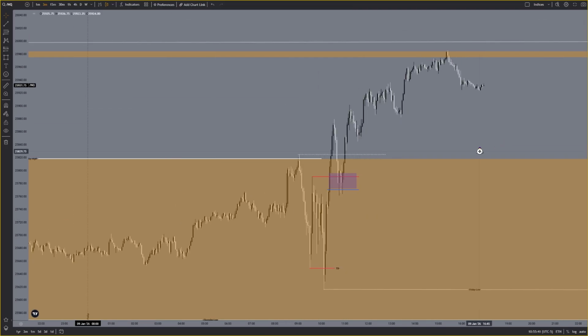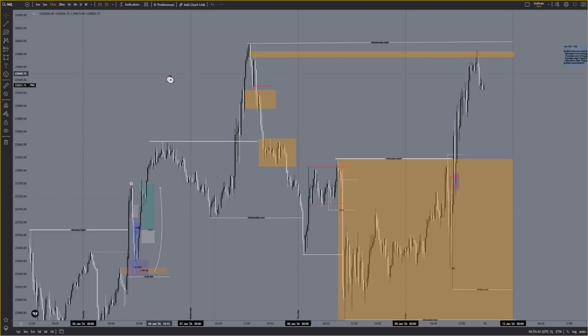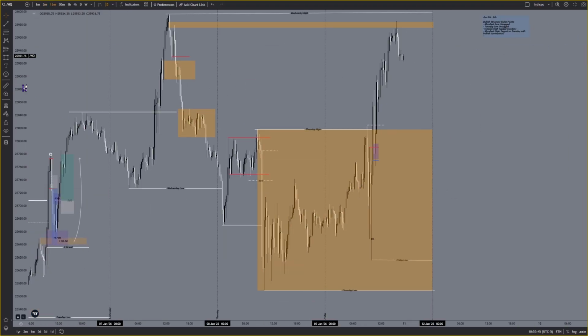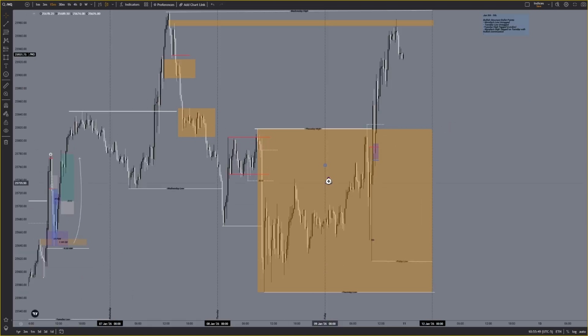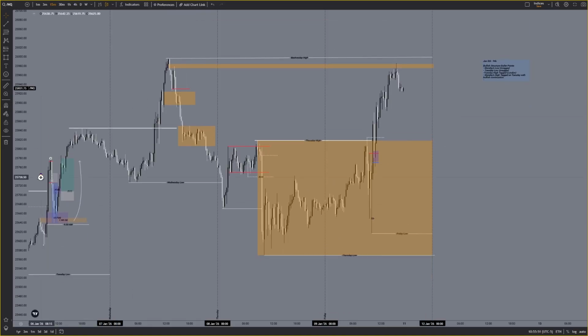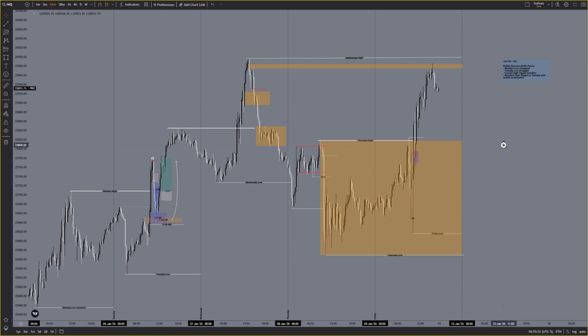I hope I didn't leave anything out, but yeah. So that is pretty much the whole thing that I am doing to identify institutional sponsorship and tying that with the concepts that ICT teaches. I pretty much utilize a lot of his stuff: breaker blocks, propulsion blocks, mitigation blocks, order blocks.